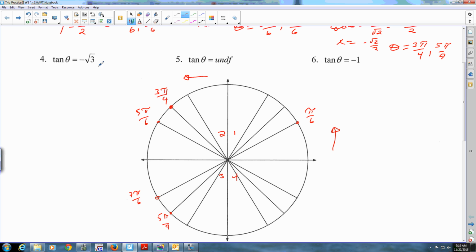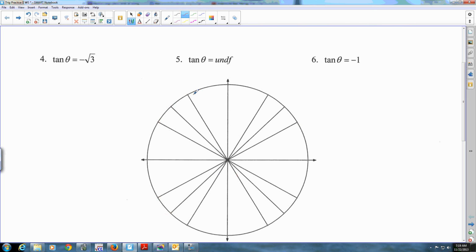Okay, tangents are harder because you have to remember that it's y over x, and it's got a square root of 3 in it. So it's either a multiple of 60, or a multiple of 30, or a multiple of pi over 3, or pi over 6. It's a multiple of those two. Let me clear this stuff out. This coordinate is negative a half, positive square root of 3 over 2. And this coordinate is going to be negative square root of 3 over 2, positive a half.